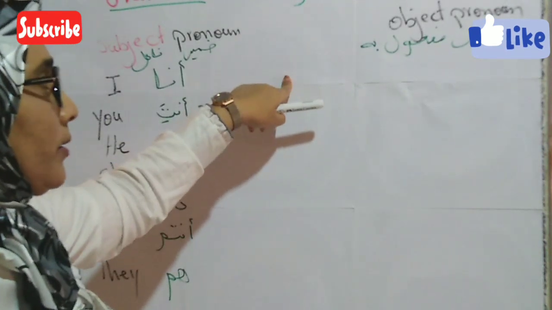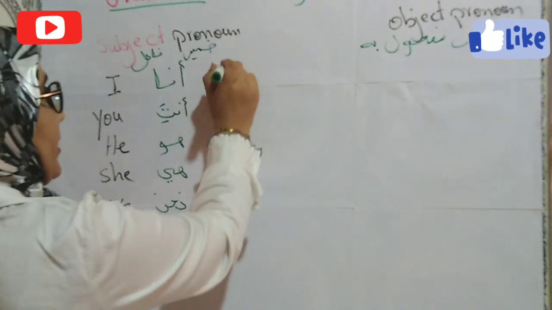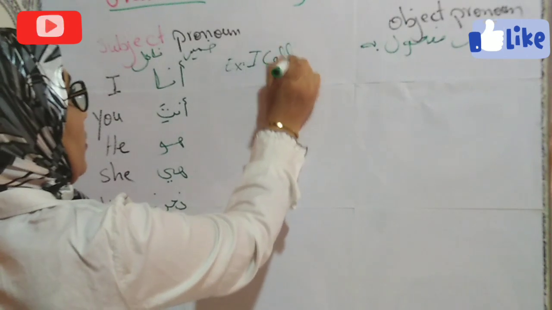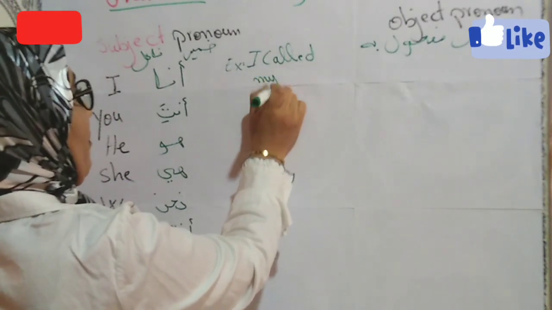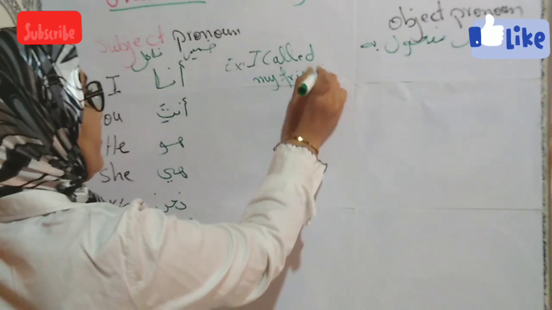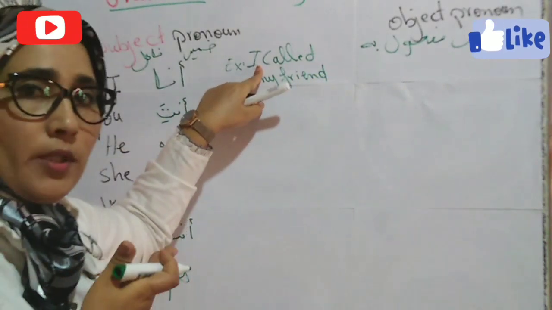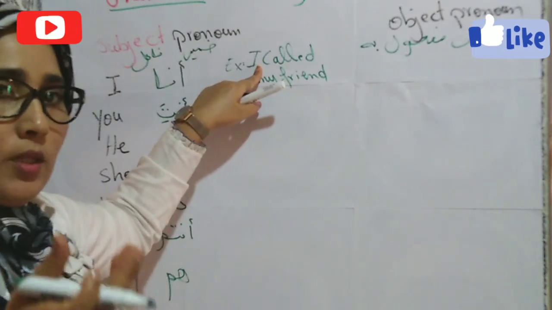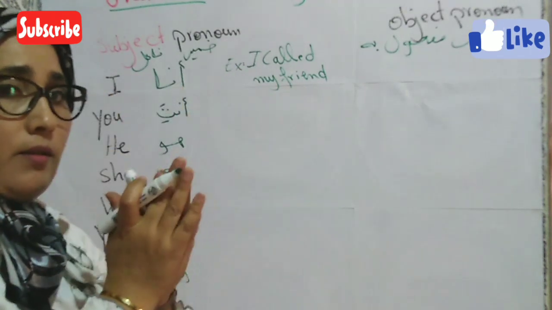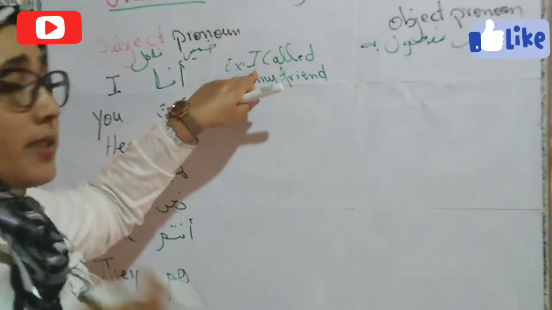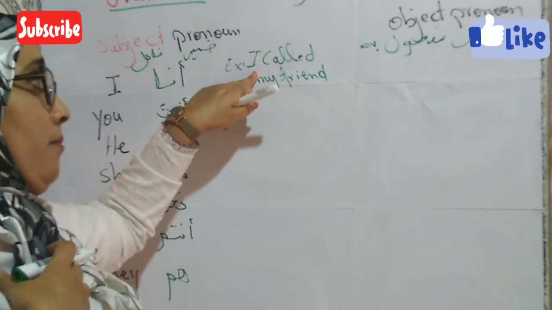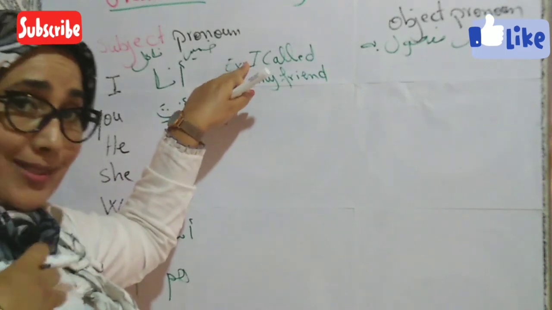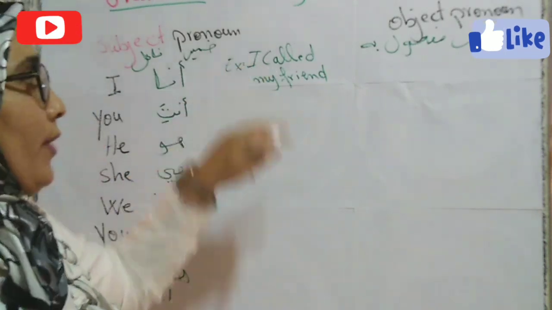For example, let's say, as an example, I called my friend. Here, who is the subject? Who performed the action of calling here? It's I. It's me, okay? So here we have the subject. The subject here, it's I. It's me who called my friend.